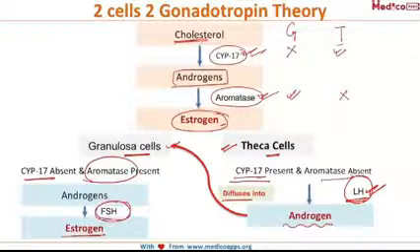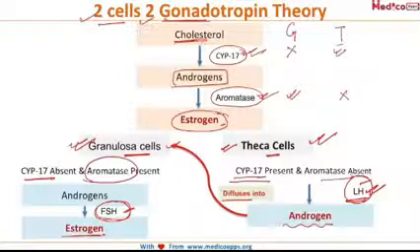So you see here that two cells, that is the granulosa cell and the theca cells, are involved, and two different gonadotropins are involved, the LH and the FSH. So this is the two-cell, two-gonadotropin theory for the synthesis of estrogen in the follicular phase.